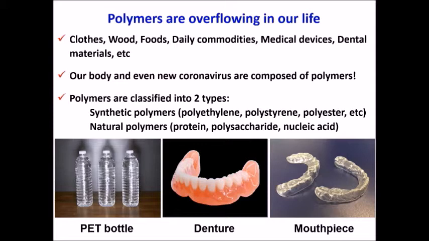At the bottom of the slide, I just show you examples of polymeric materials. Probably you use a PET bottle every day. PET is an abbreviation of the chemical name polyethylene terephthalate, but not from a pet like a dog or cat. Be careful.